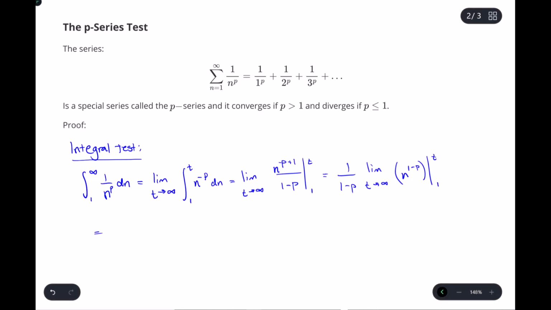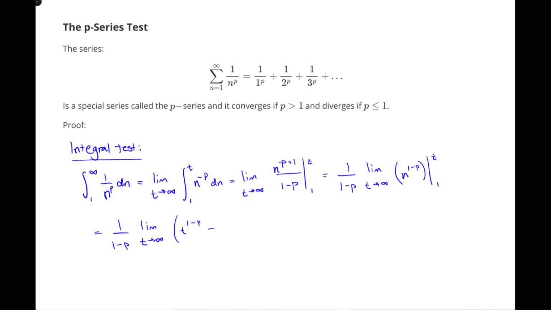And the variable of integration here is n, so I would plug in for that. And that leaves me the limit, t goes to infinity, of t to the 1 minus p minus, if I plug in 1 to any power it's just going to be 1, so it would really just be a constant 1 here. So now we just have to decide on what kinds of values for this exponent, 1 minus p, would ultimately make this limit converge, and what would make it diverge.